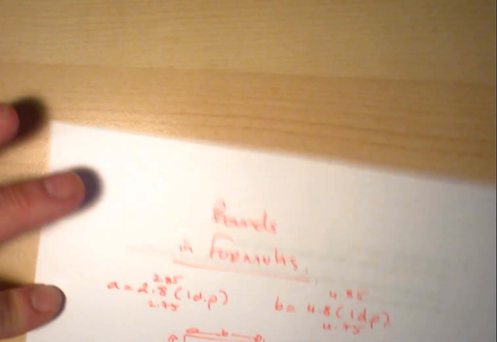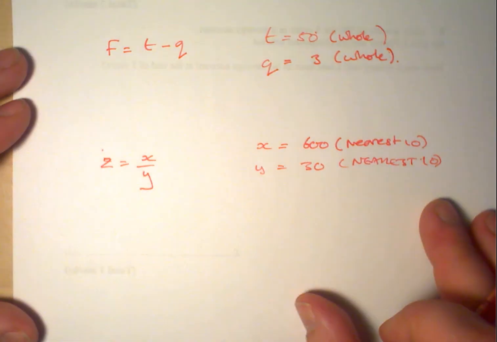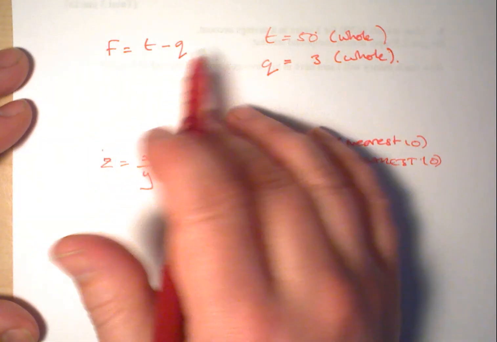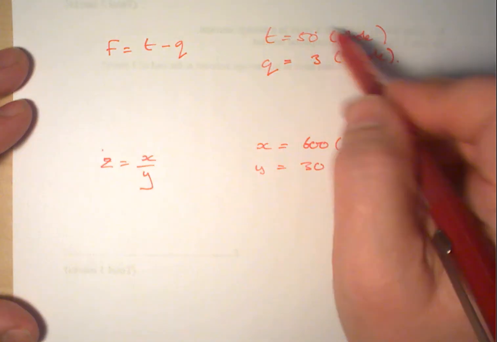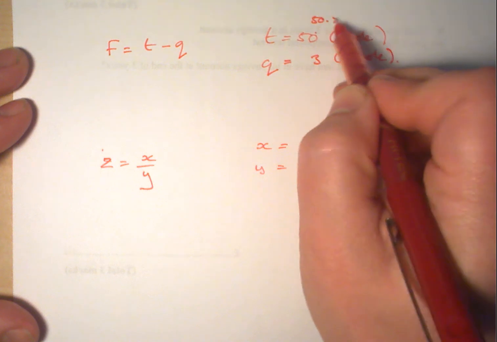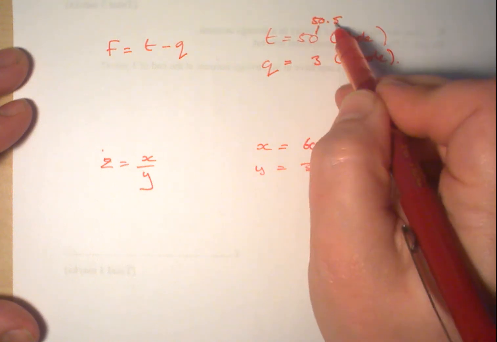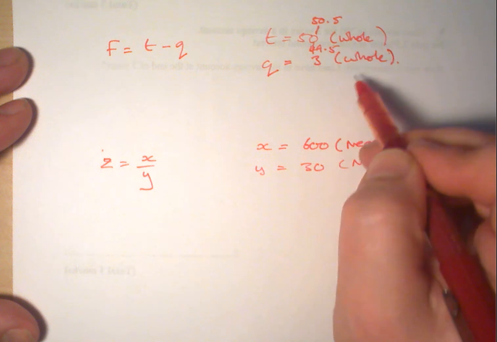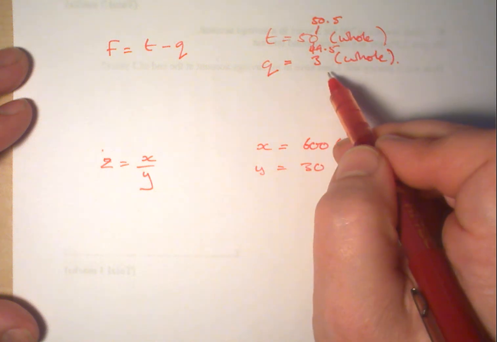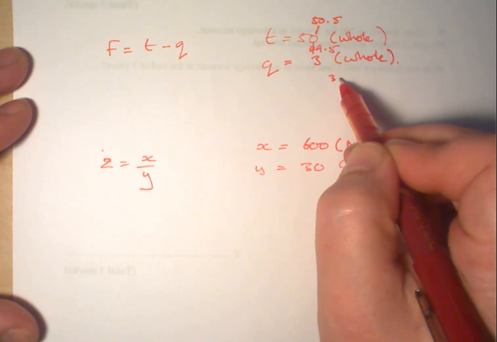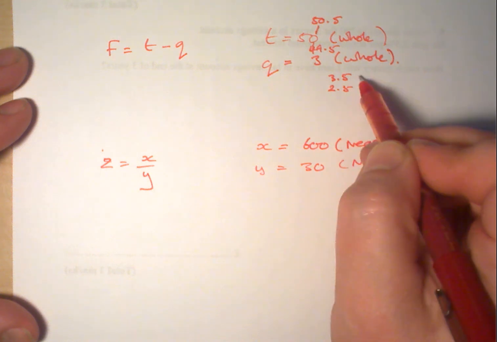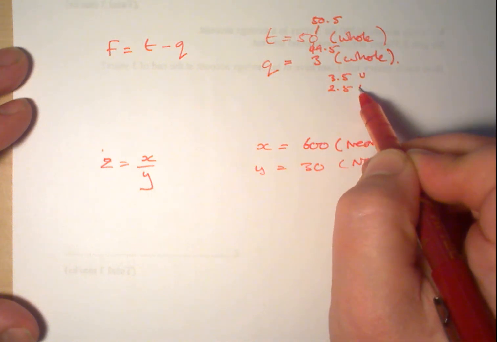What's tricky is when we have subtraction and division. So I've got this formula where f equals t minus q. Now t is rounded to the nearest whole number, so it could be 50.5. Notice these 2 numbers are the same, a little 5 there. This ticks down to 49.5. I've run out of room here, so 3 would be 3.5 or 2.5. This is the upper and this is the lower.